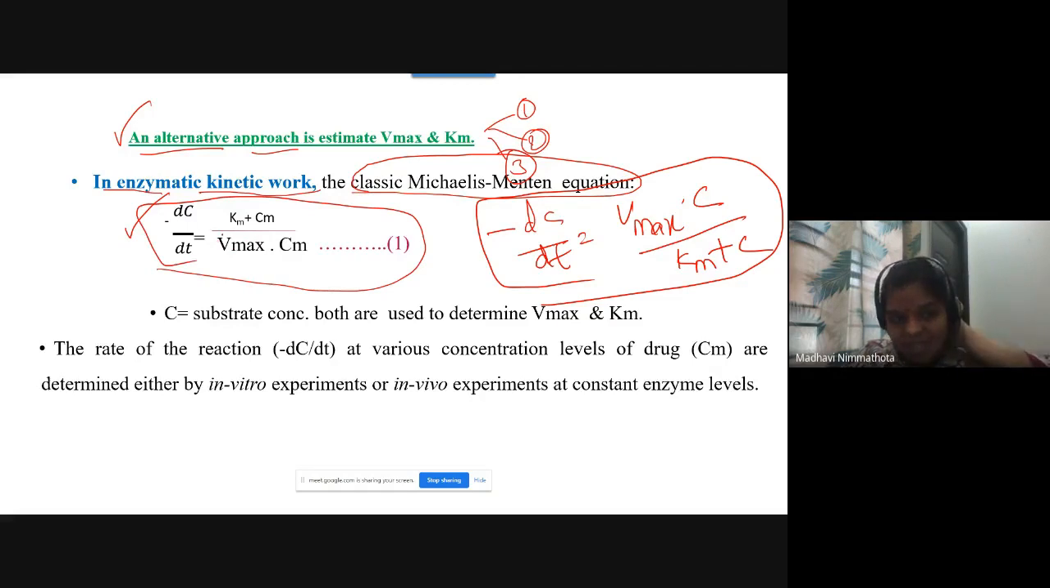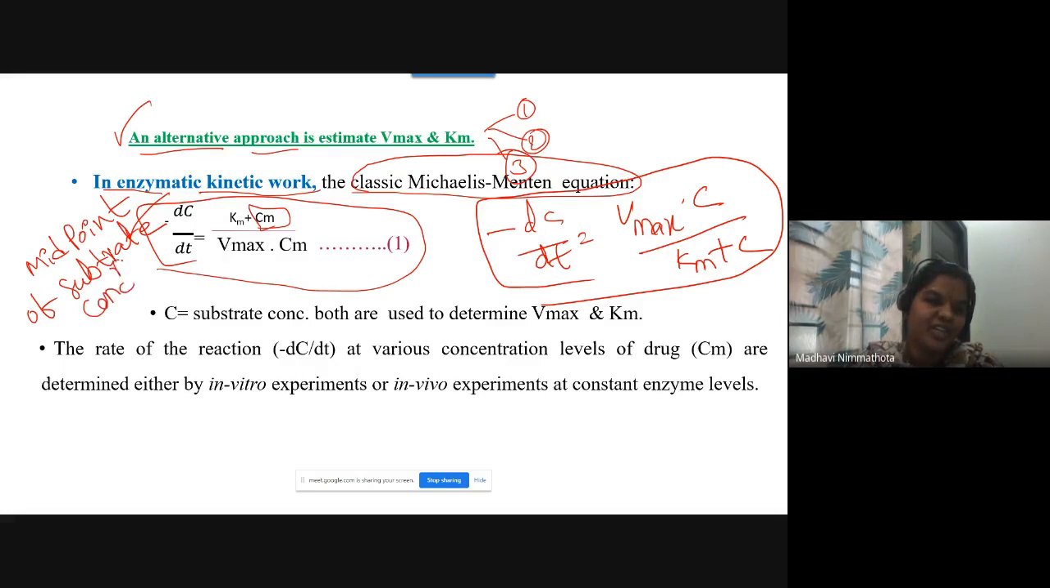So what is there? Km plus C. Instead of C, here we are writing Cm. So what do you mean by Cm? Cm is the midpoint of substrate concentration. M stands for midpoint, C stands for concentration. Concentration of the midpoint interval of substrate. I will tell you how you can take this midpoint.